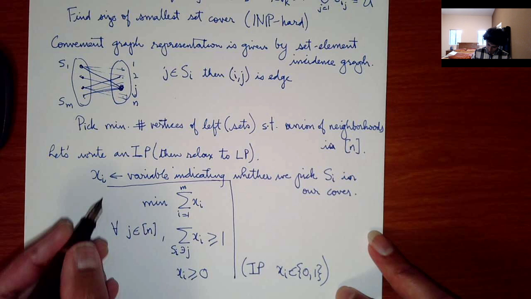So I'll leave a simple exercise: in the optimal LP solution, for all i, xi is going to be at most 1. So you don't even need to add this constraint that xi is at most 1. And again, if anything is more than 1, you can always reduce it and maintain feasibility.